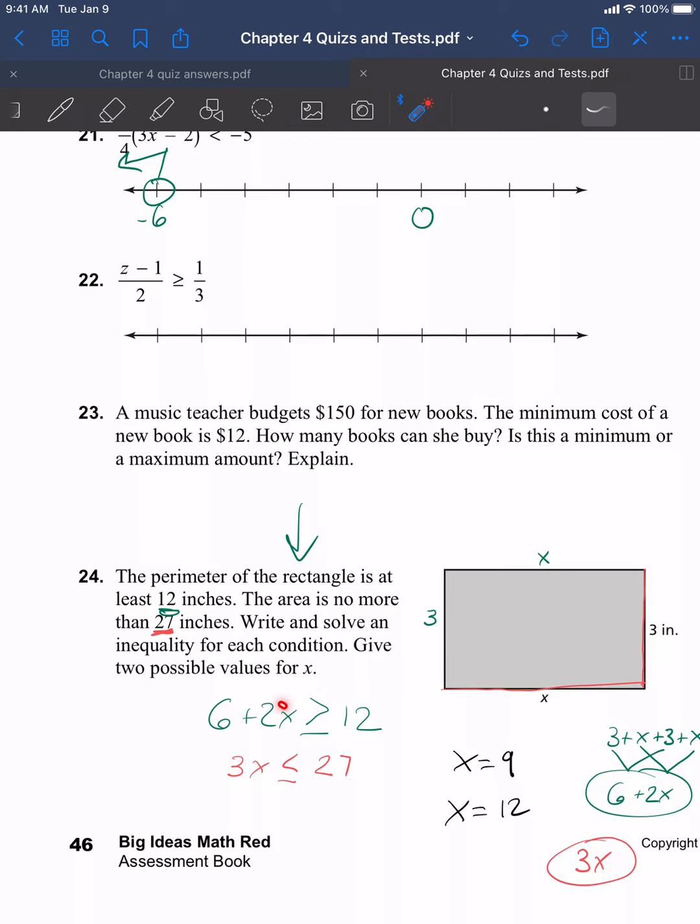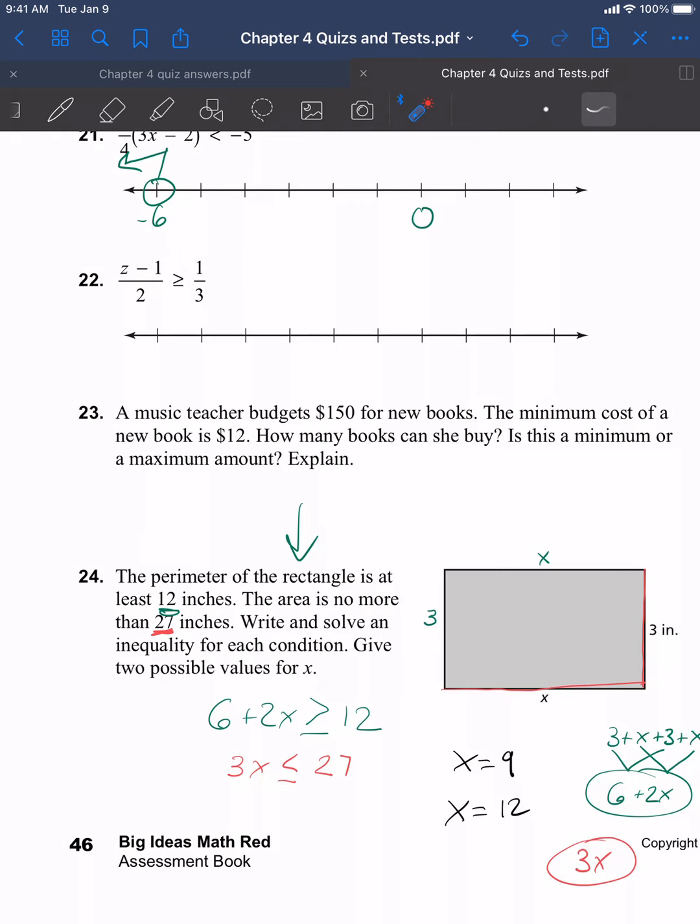Let's try 3. What's 3 times 2? 6. What's 6 plus 6? 12. Is 12 greater than or equal to 12? Yes. That worked. What's 3 times 3? 9. And is 9 less than or equal to 27? Yes. That worked. What about 2? What's 2 times 2? 4. 4 plus 6? 10. Is 10 greater than or equal to 12? No. So the least x could be is 3. That's right. Interesting. That is cool.